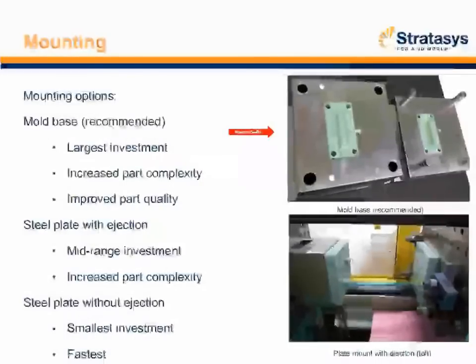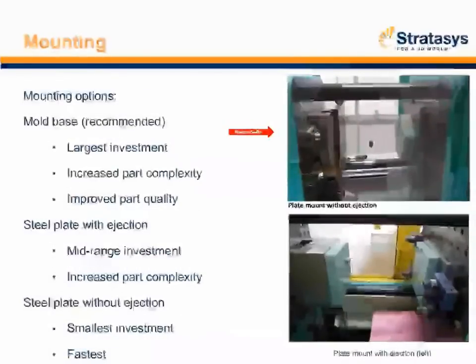The second option is to use a steel plate with ejection. As in the last case of the mold base, the ejection system can be and usually is used. At the bottom, you can see a steel plate with an ejection system. And the third option is to mount it directly on the back plate, like you saw in the movie with the propeller. The advantage here is that it's the easiest and cheapest way to mount a mold on the injection molding machine. But the disadvantage is that you will need to remove the mold after each shot to eject the part.